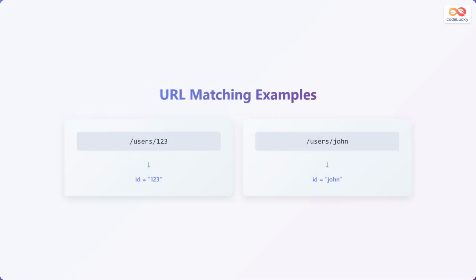Let's look at a couple of examples to illustrate how URLs match routes with parameters. If we have a URL /users/123, the value of the id parameter will be 123. Similarly, if we have a URL /users/John, the value of the id parameter will be John.